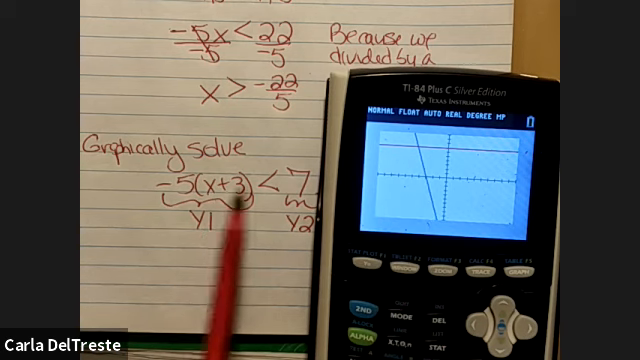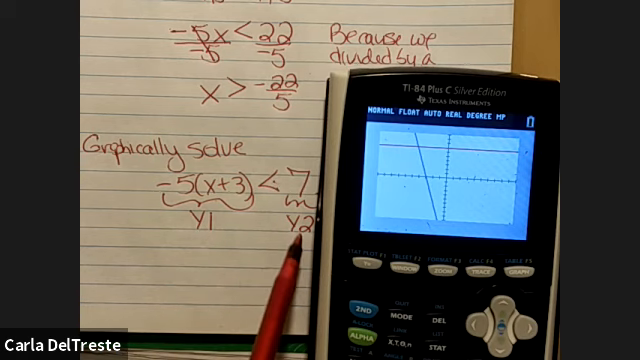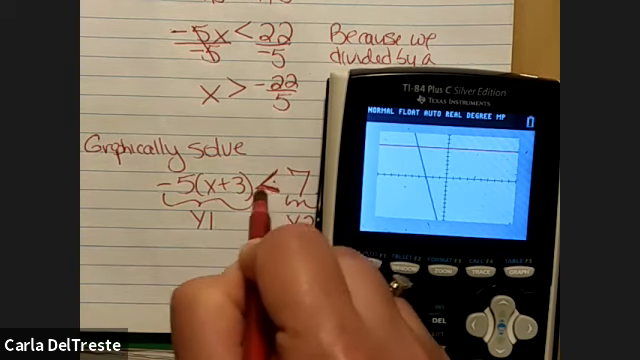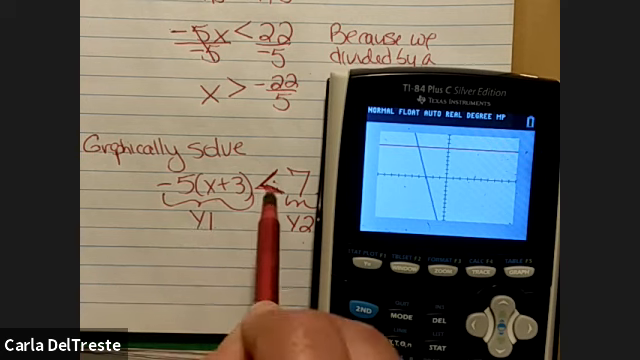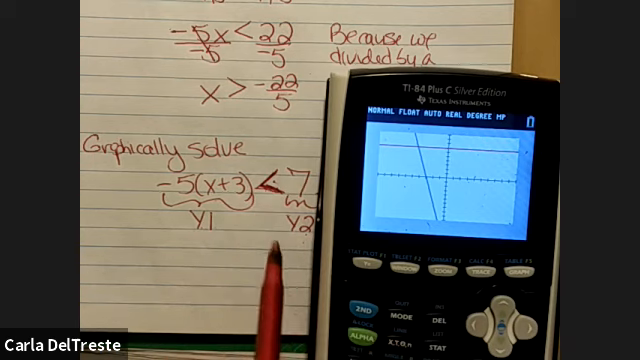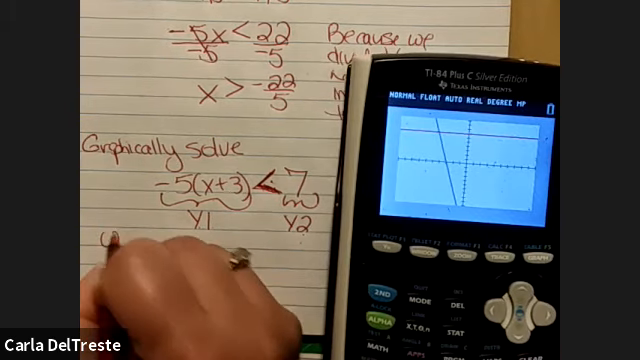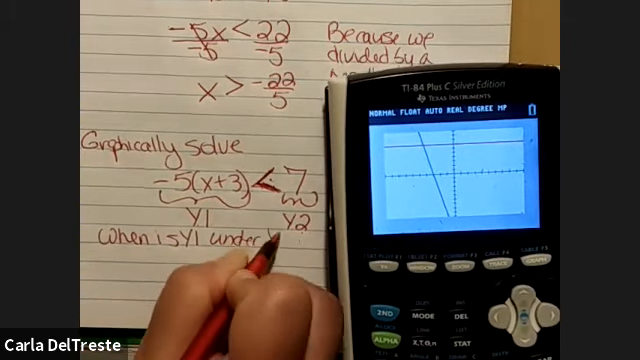Graphically, think about what we're saying here. I want to know when y1 is less than y2. The sign is still happening here. Less than. What does less than mean when you're talking about height? I want to know when y1 is shorter than y2. That's what I'm really asking here. Or when is y1 lower than y2? So what you're looking for graphically is when is y1 under y2?